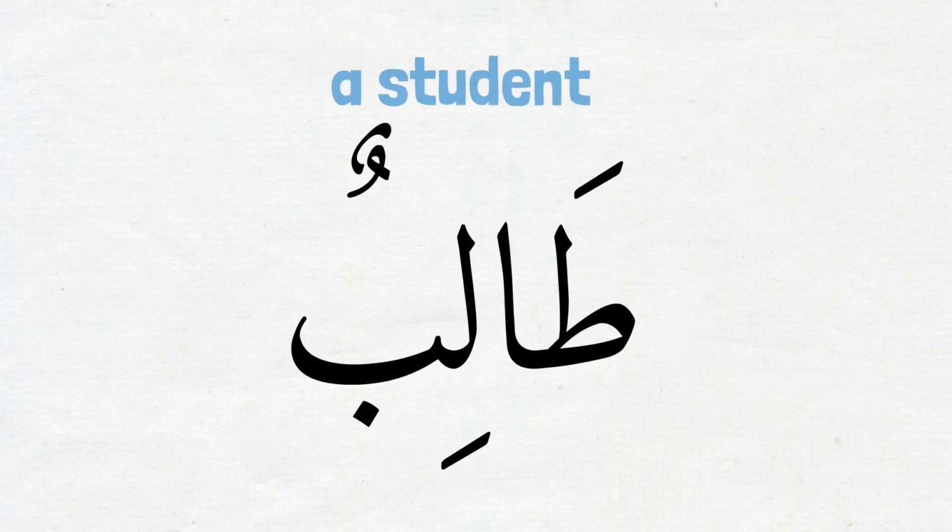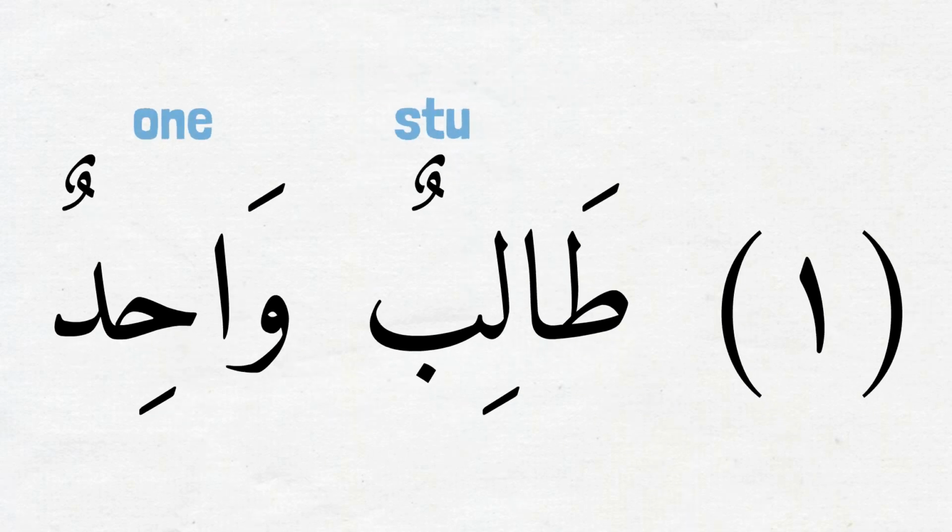Is طالب مذكر or مؤنث? It is مذكر, masculine, right? We will now see how we can count طالب. One student in Arabic is طالب واحد. واحد means one in مذكر جنس. So طالب واحد is one student.